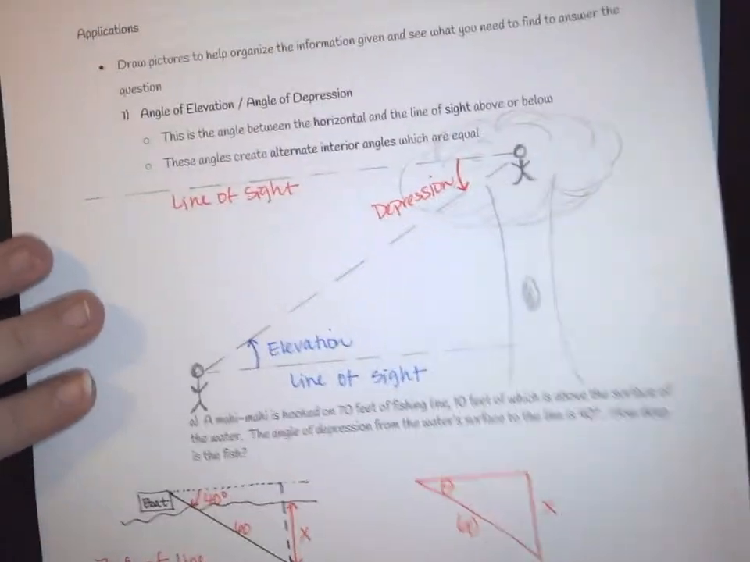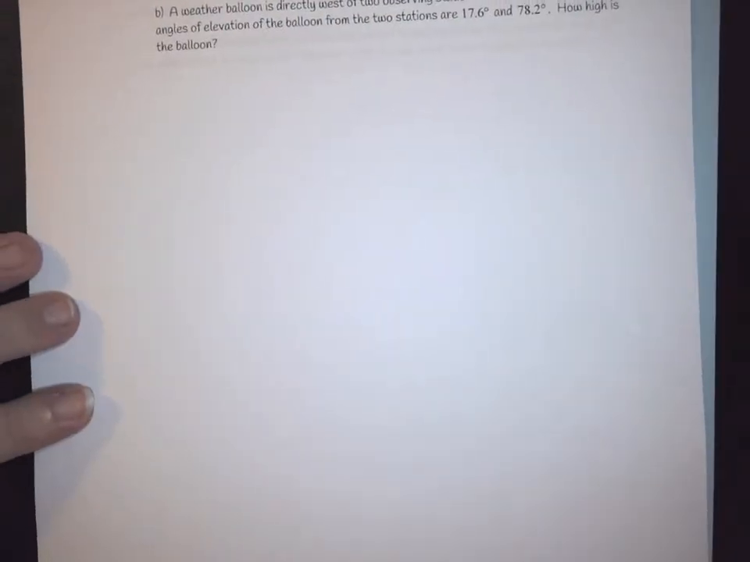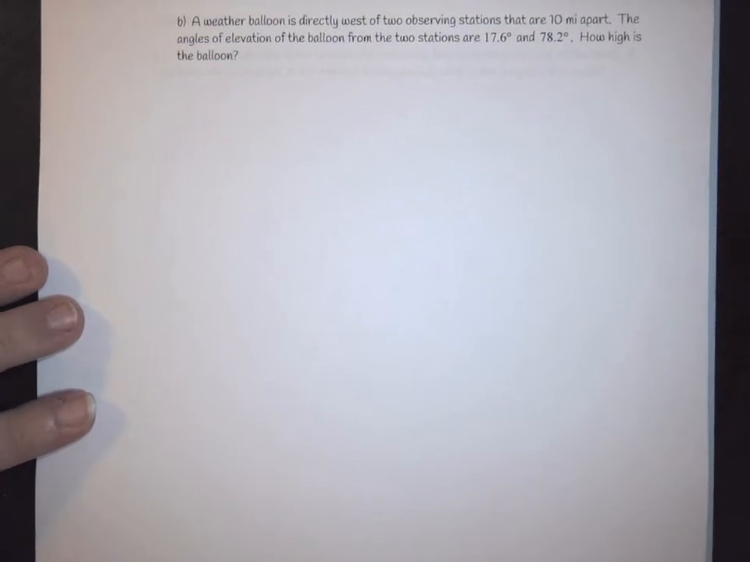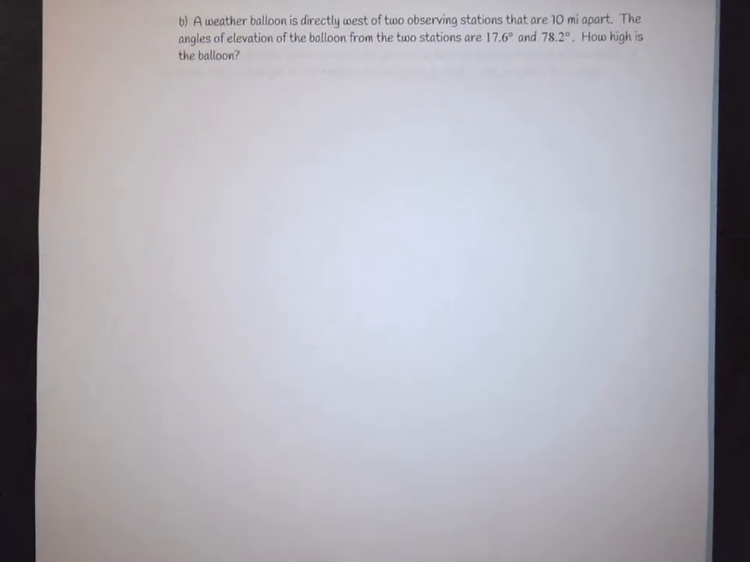All right, let's look at another one. All right, so here we have that a weather balloon is directly west of two observing stations that are 10 miles apart. The angles of elevation of the balloon from the two stations are 17.6 degrees and 78.2 degrees. How high is the balloon? Okay. So again, the first thing we want to do is draw a picture. So what do we know?